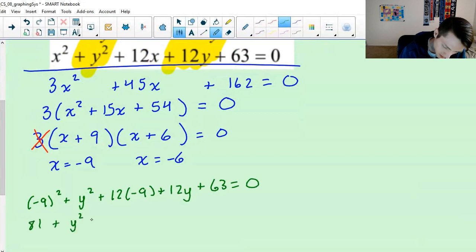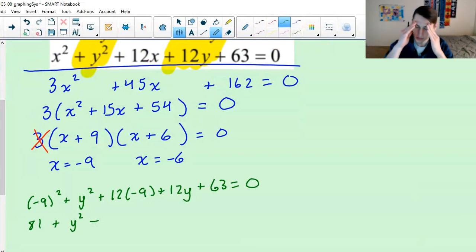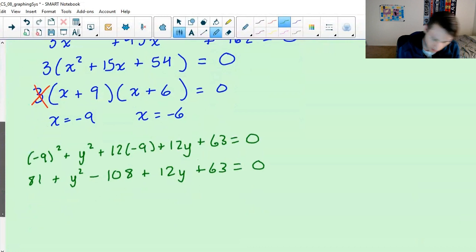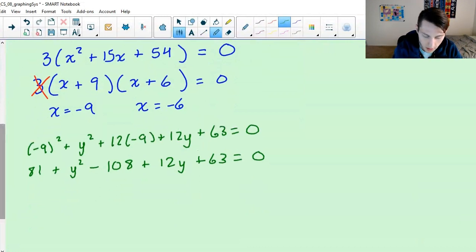81 plus y squared, minus, now 12 times 9, these are big numbers. Let me think here, because this will be 108. I need to triple check everything that I do before I write it down, is the lesson that I'm learning. Even basic multiplication. 81, now let's try this again. 81 minus 108 plus 63. 36.